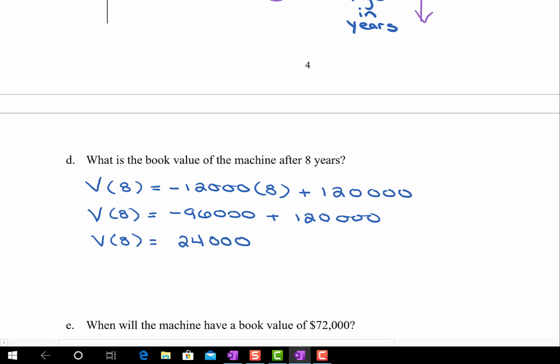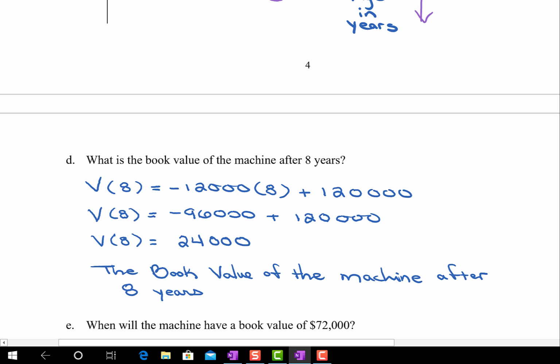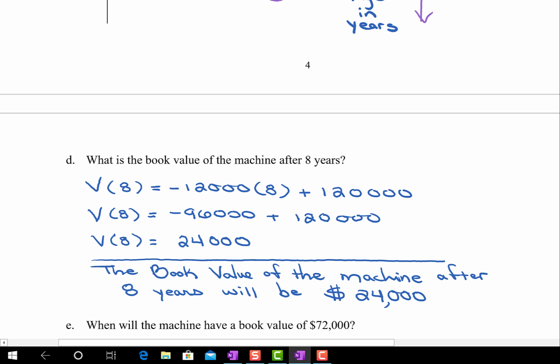And remember what this represents. Whenever you're talking about word problems, you always need to label the units. So what does this represent? Is this cubic centimeters? Is this miles per hour? This represents what? It represents dollars. It represents the value. So the book value of the machine after 8 years will be $24,000. And let's box that in.